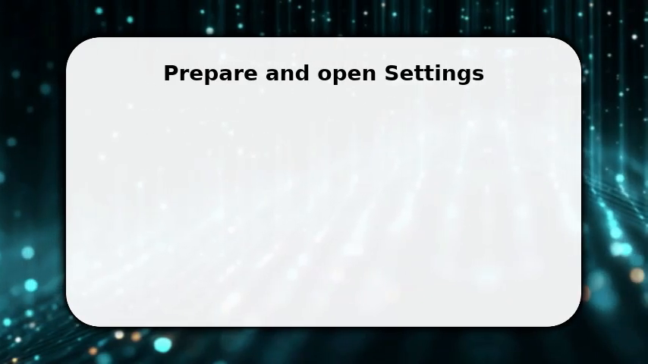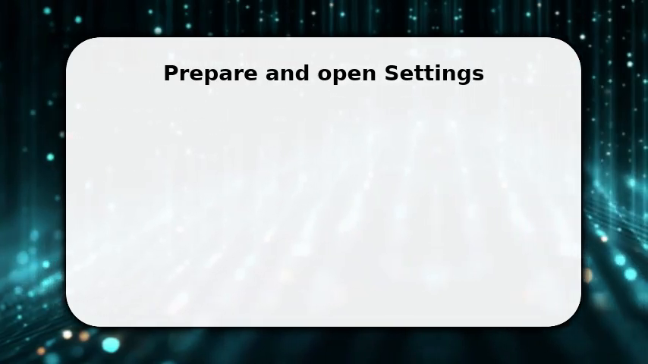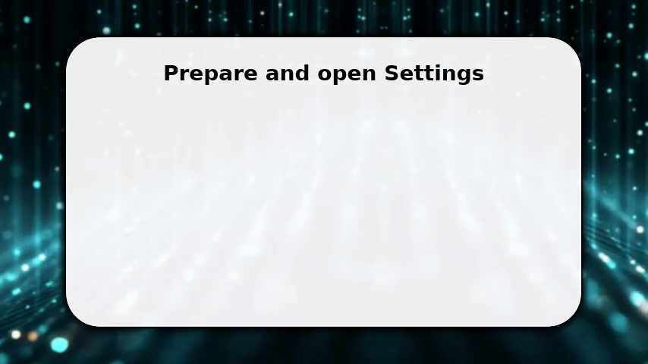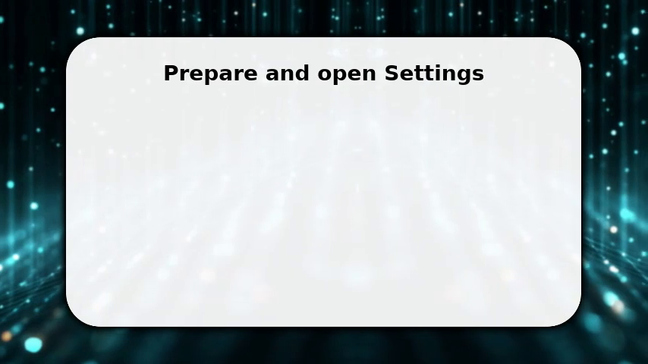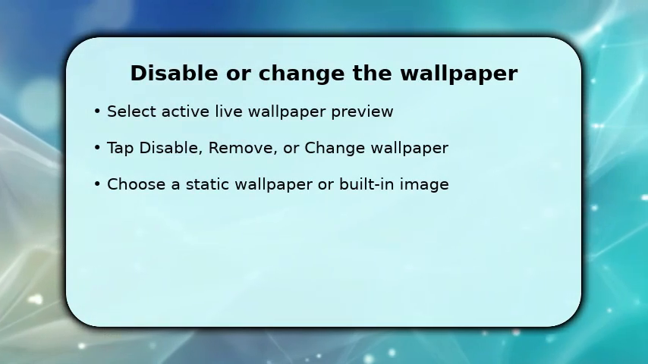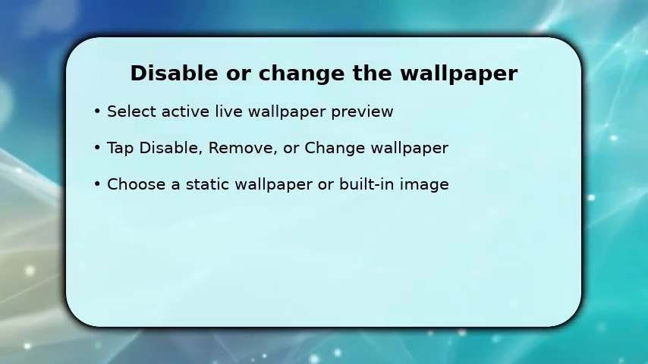Once you're in the right menu, pause and scan for Live Wallpapers or the Active Wallpaper preview. This identifies what to remove and why, so the next taps affect the correct file or setting. Now tap the Active Live Wallpaper preview to reveal controls. Redmi shows disable, remove, or change wallpaper depending on origin.